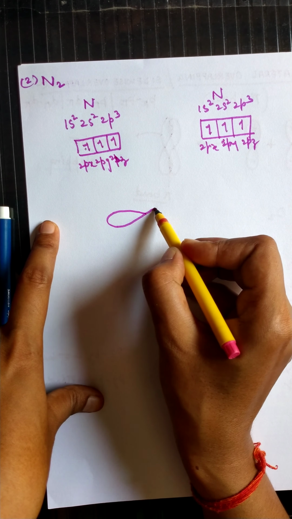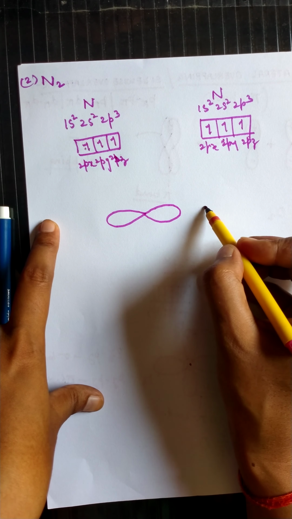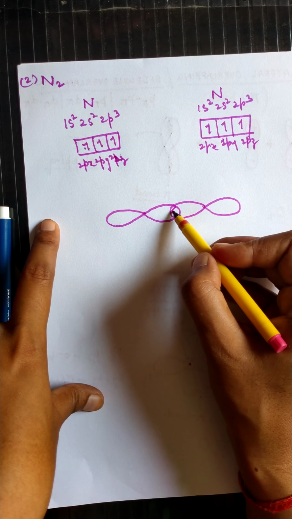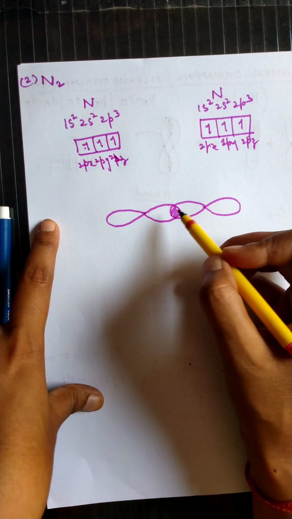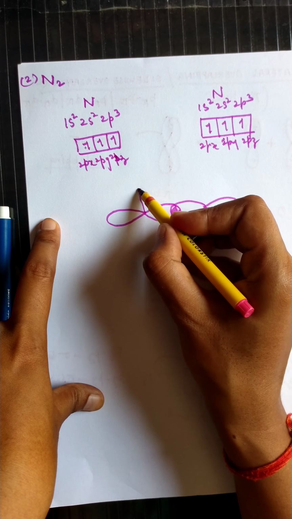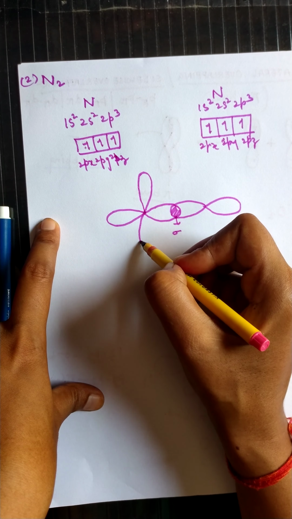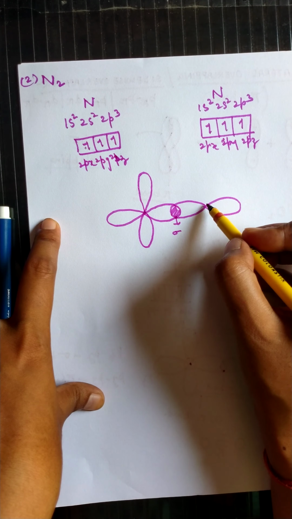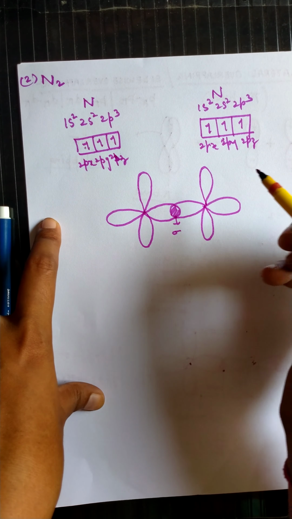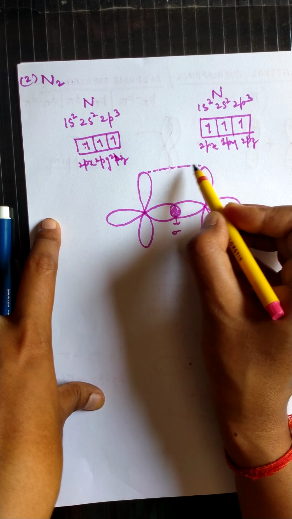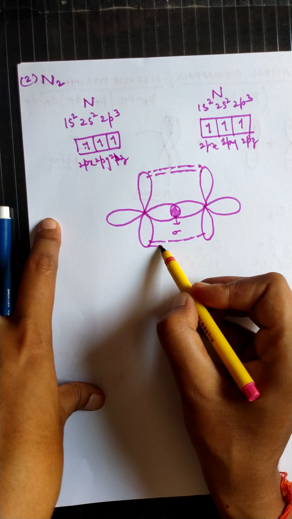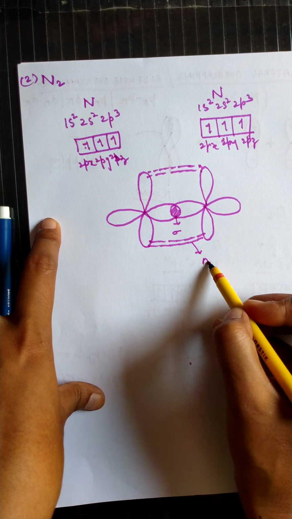First of all, one of the p orbitals of the nitrogen shows head-on overlapping with the other nitrogen atom. That is the first overlapping, and due to this the sigma bond will be formed. Now the next one is the second p orbital of the nitrogen atom, which is present perpendicular to this, that is in the y plane, on the y axis. It will show sidewise overlapping or lateral overlapping, and forms the pi bond.